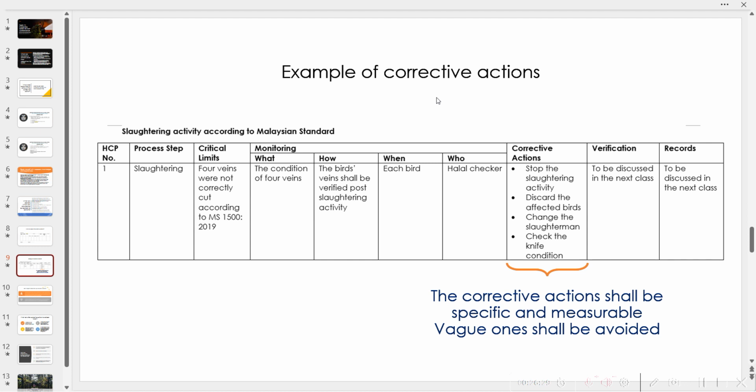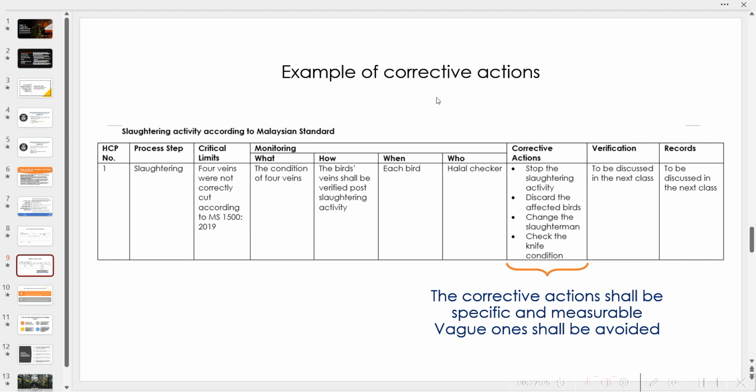So what corrective action do you need to carry out if you find those bins are not properly severed, not slaughtered perfectly? Definitely you will stop the slaughtering activities, discard the affected birds or chicken, and change the slaughterman. Sometimes the slaughterman is too tired. In some cases, the company sets up an SOP: every 3,000 chicken slaughtered, the slaughterman will be replaced by a new slaughterman. Even the halal checker as well.